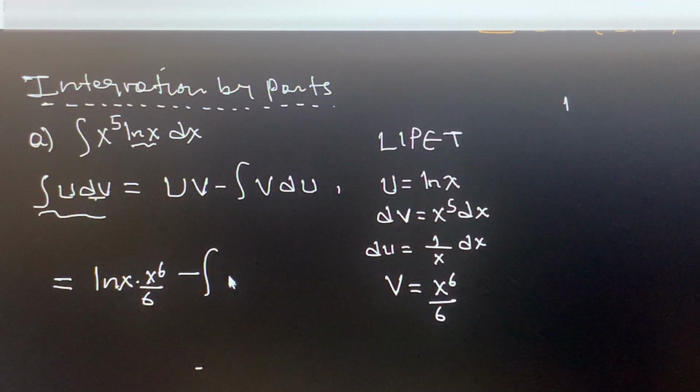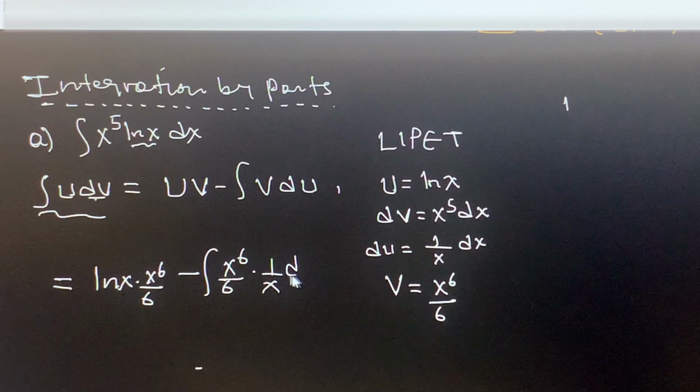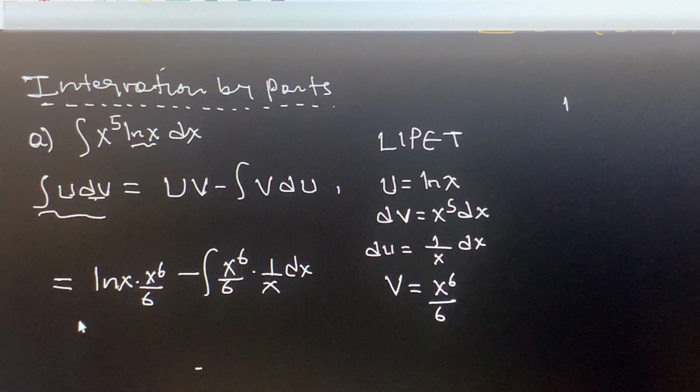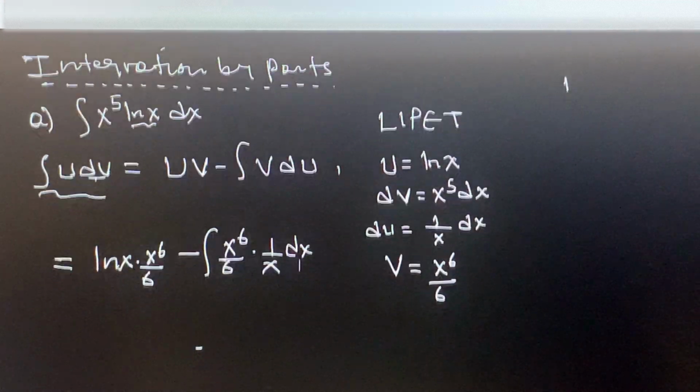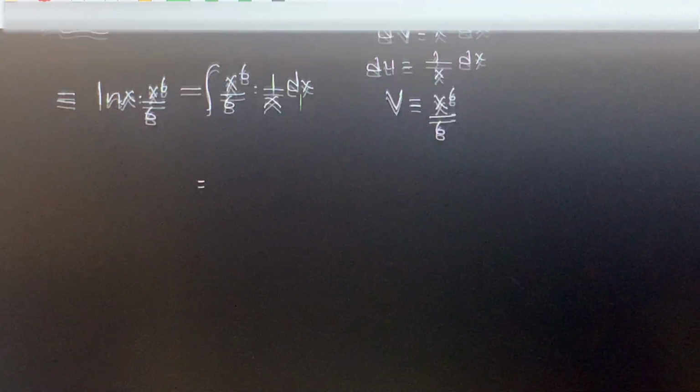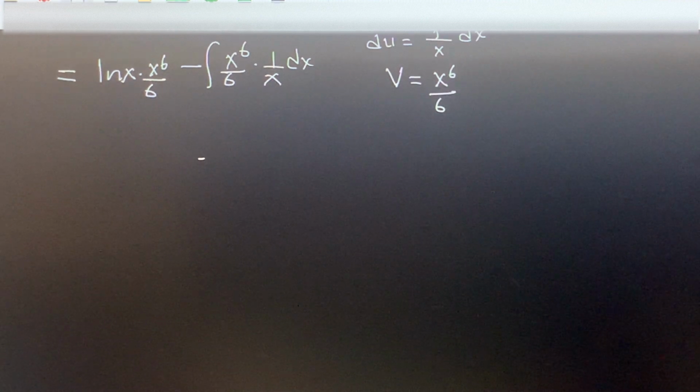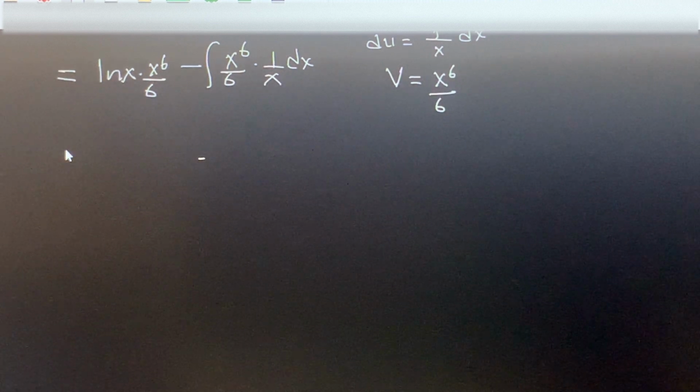The v du is x to the power of 6 over 6, that's the v, times the du, which is 1 over x dx. Very good. Once I substitute it this way, it becomes a little bit easier. So the first step is very important: to identify my u, my du, and everything else very carefully. Now the left side is still easy, but it's just a matter of rearranging.